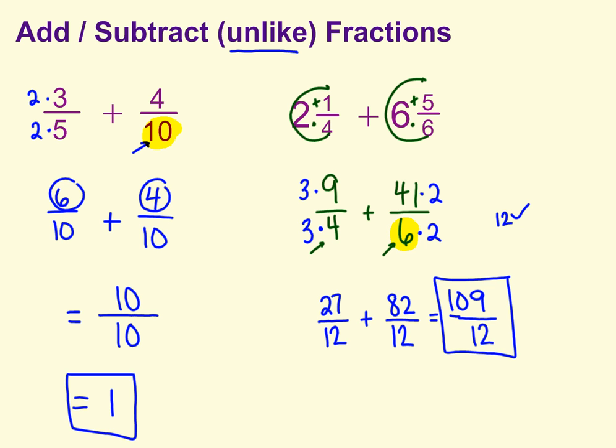So I realize I have two addition problems right here. If one of them was subtraction, you would still follow the same process, get your common denominator, and then you would subtract the numerators left to right. So adding and subtracting needs a common denominator before you can do the addition or subtraction.